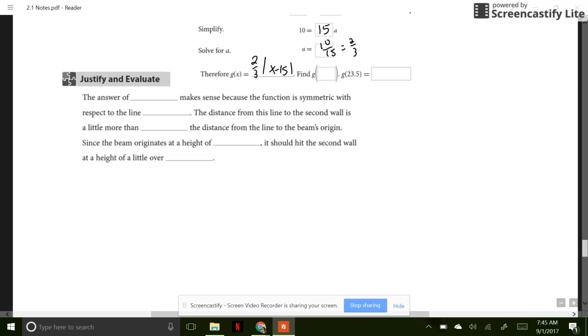So now we want to evaluate. We want to look at g of 23.5. When you plug in those values, you'll find that your output will be about 17 over 3. Plug that into your calculator, it's about 5.67.